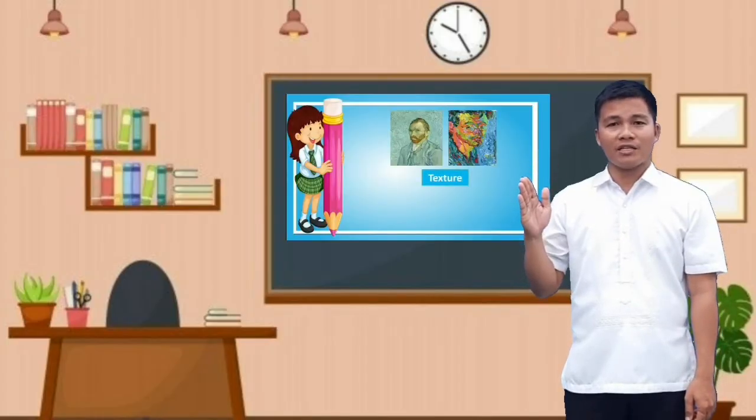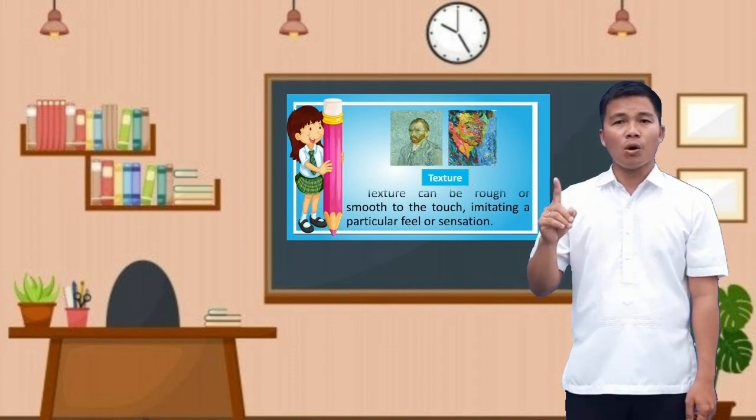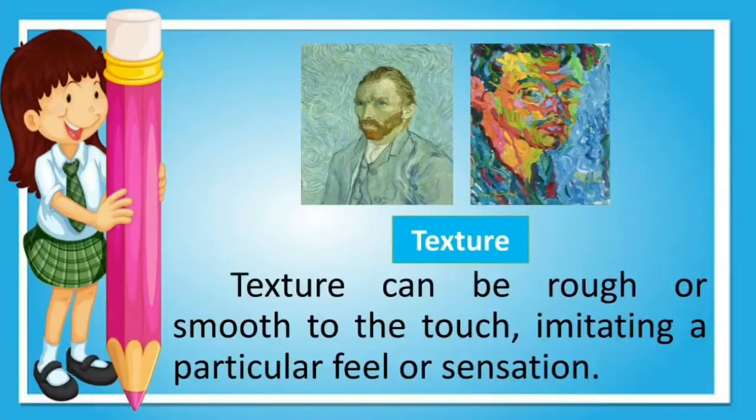Number five element is texture. Texture can be rough or smooth to the touch, imitating a particular feel or sensation. The texture is also how your eye perceives a surface, whether it is flat with little texture or displays variation, or the surface imitating rocks, stone, woods, or fabric, and etc.